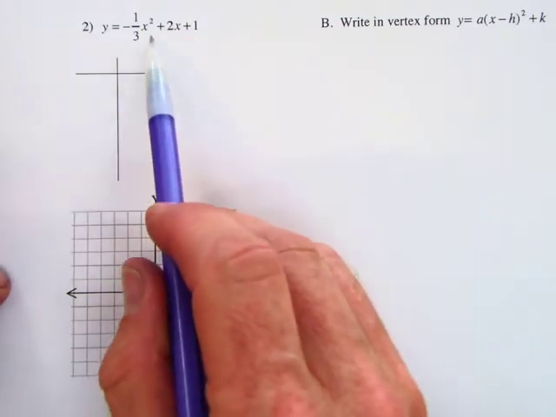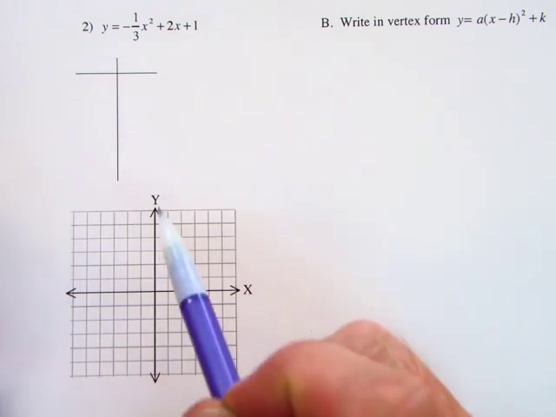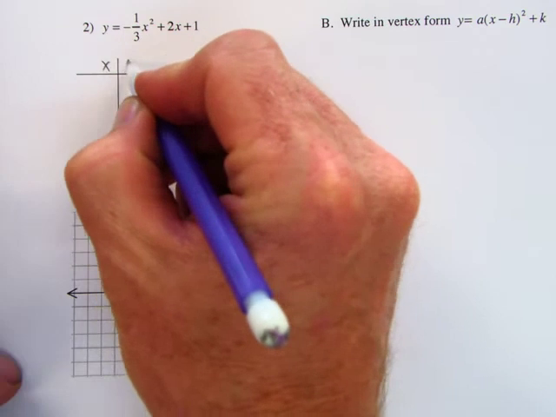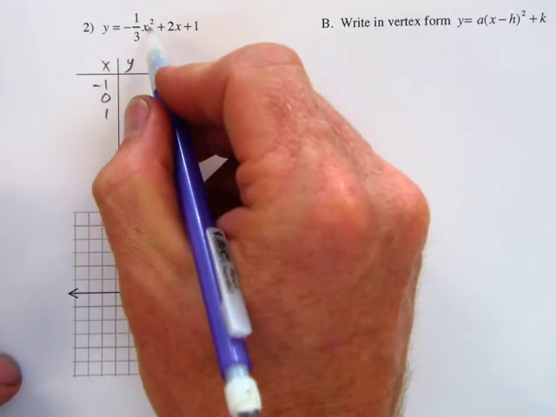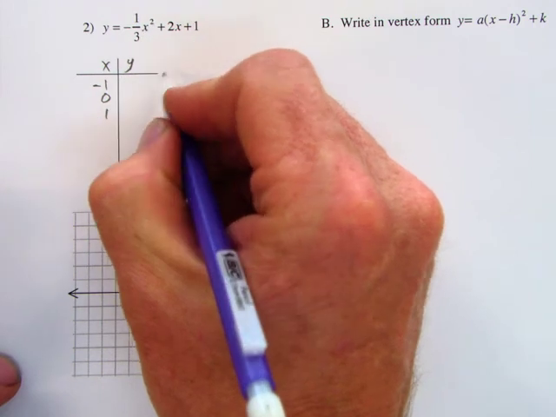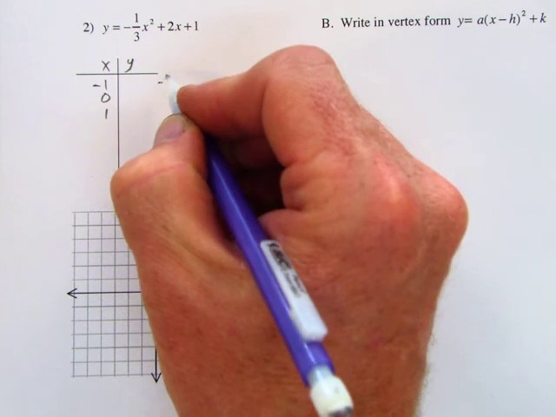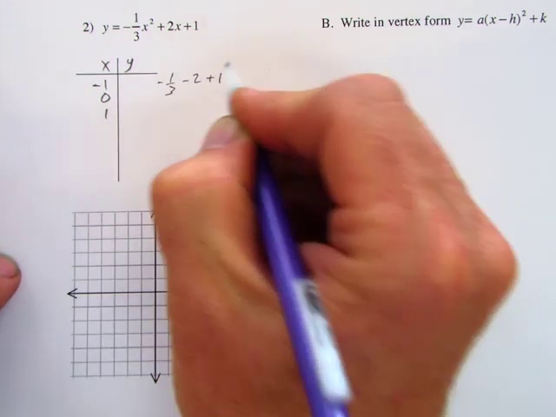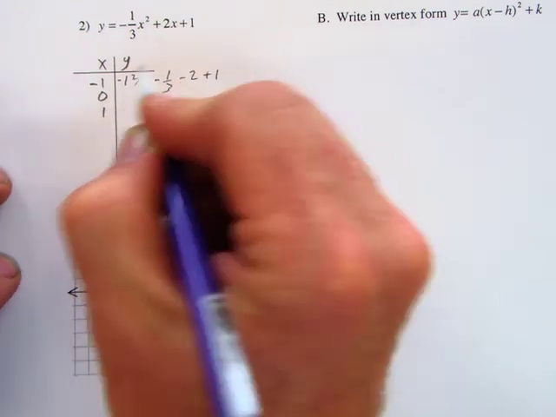y equals negative 1/3 x squared plus 2x plus 1. What we're going to do is graph it, find the vertex, axis of symmetry, x and y intercepts. So we'll start off the same. We have x, y. We'll make a table, negative 1, 0, 1. Plug in negative 1. Negative 1 squared is 1 times negative 1/3 is negative 1/3. Minus 2 plus 1, so negative 1 minus 1/3 is negative 1 2/3.